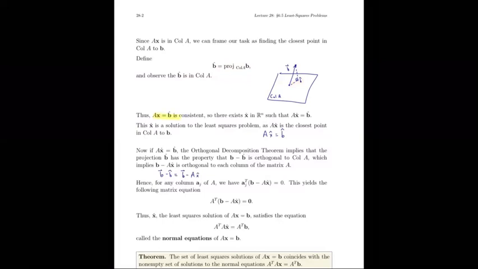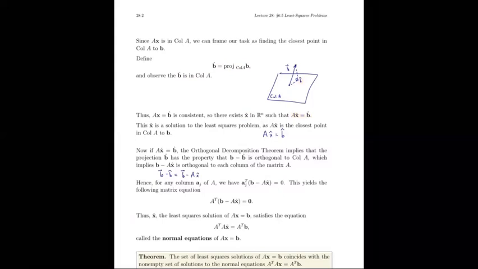So that means that AX equals B hat is consistent, right? We can find an X, a linear combination of the columns of A, to generate B hat, since B hat is in the column space of A. We'll call that value X hat, okay? So then we have that AX hat equals B hat. We know that we can find an X hat that satisfies this because B hat is in the column space of A.